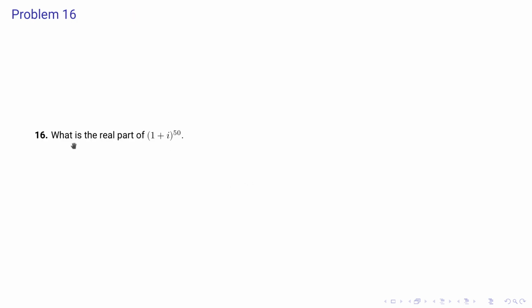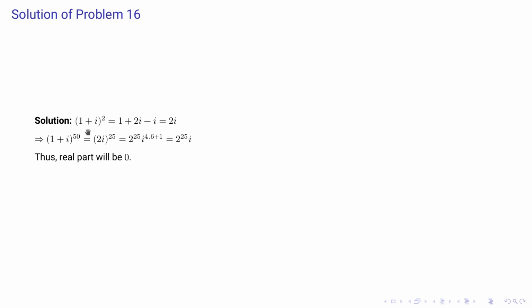Problem 16 says, what is the real part of (1 plus i) to the power 50? So what we do is first we evaluate (1 plus i) whole square. So 1 plus 2i minus 1, sorry, this is not minus i, this is minus 1 because i square is minus 1. So minus 1 plus 1 gets cancelled, we get 2i.